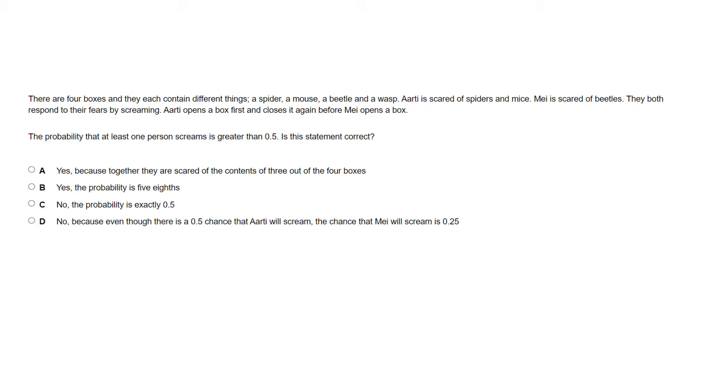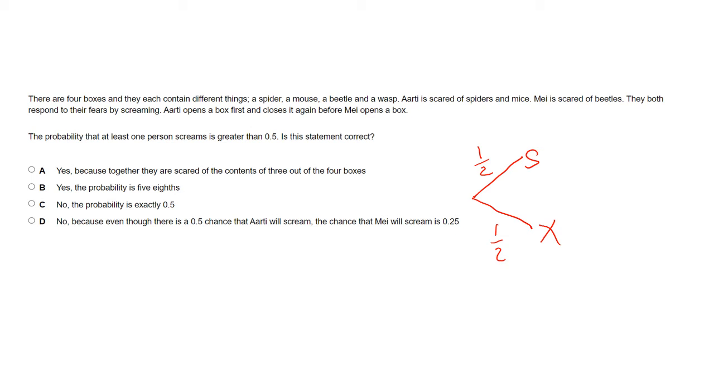So what we're looking for is combining the probability that Artie will scream and the probability that May will scream, and we just need either one of those things to be true, because we're interested in the probability that at least one person screams. So if we start with Artie, he is scared of 2 out of the 4 things that are hidden in the boxes. So fairly obviously there's a 50-50 chance that he'll scream or not. So we can just put that down in the form of a tree diagram and say, right, the probability is a half that he screams, and it's a half that he doesn't scream, which we'll just write like that. So that's for Artie.